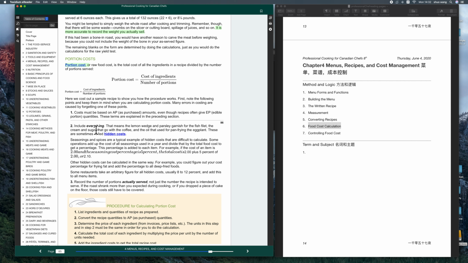Number 2, include everything. That means the lemon wedges and parsley garnish for the fish fillet, the cream and the sugar that go with the coffee, and the oil that is used for pan frying the eggplant. These are sometimes called hidden costs.